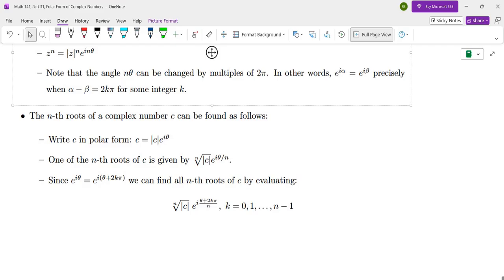To find nth roots of a complex number, we write down the complex number c as absolute value of c times e to the power of i theta. Then we divide the exponents by n. We get the nth root of the absolute value of c times e to the power of i theta over n. And then we keep adding multiples of 2 pi to theta to get the nth roots of c.